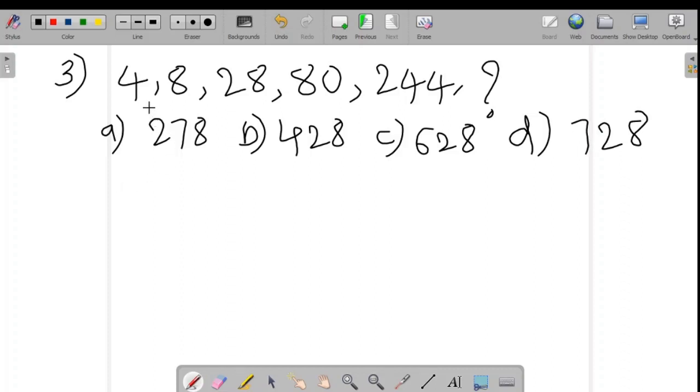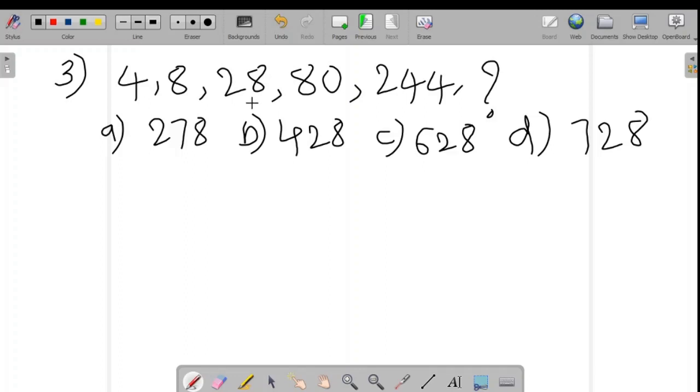So now you see the differences here. 28 to 80, 80 to 244. There must be some multiplication or some product. How do we get 4 here? How do we get 4? From 4 we are coming into 8 and again 28.